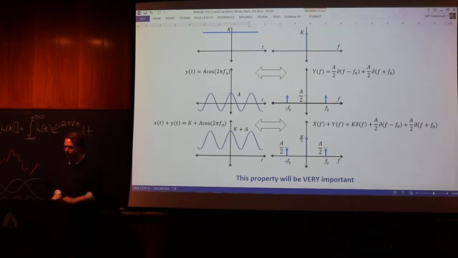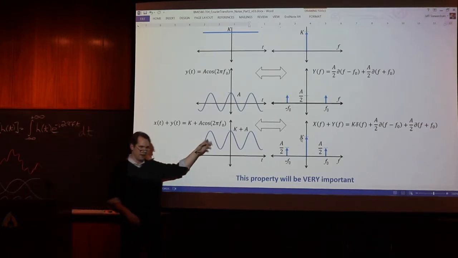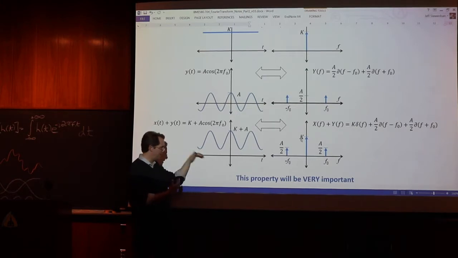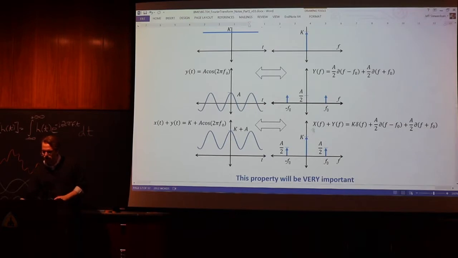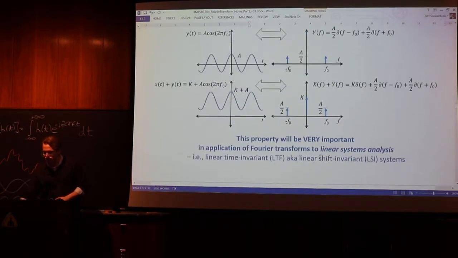Hold tight for the convolution theorem. Okay? But remember what I said. When you can look at a signal and think of it in things that you know, like a constant and a cosine, it makes your life easier. This property will be very important in linear systems.